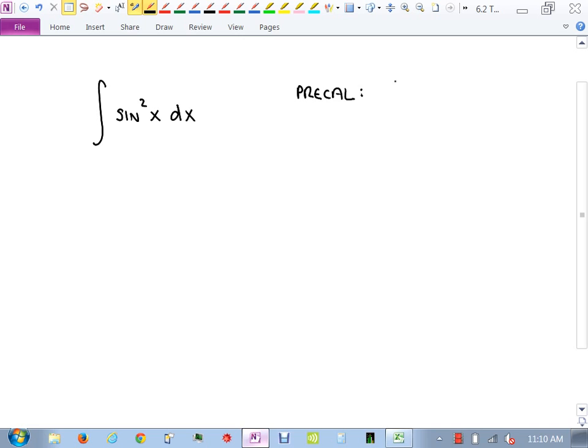From pre-cal, one of the formulas that you'll need to know is what we call the power reducing formula. The problem with this integral is that we have sine squared. If it was just sine, we'd be done, wouldn't we? That'd be almost too easy. If you look in your pre-cal formulas, you should have something to the effect of this.